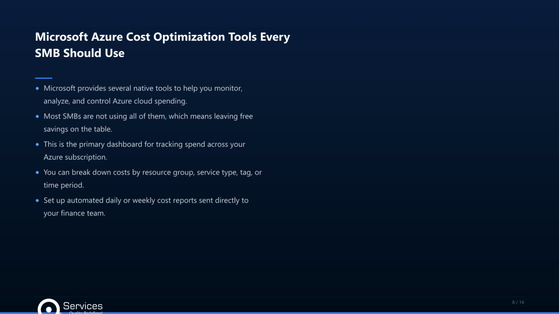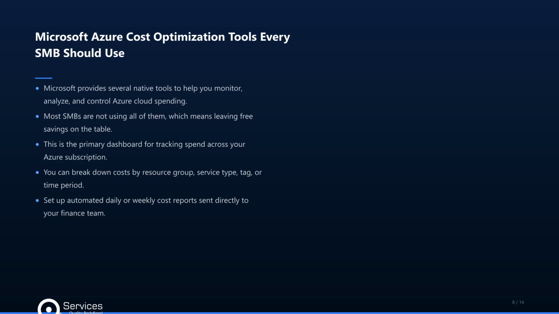Azure Cost Management plus Billing. This is the primary dashboard for tracking spend across your Azure subscription. You can break down costs by resource group, service type, tag, or time period. Set up automated daily or weekly cost reports sent directly to your finance team. The Azure Cost Management plus Billing documentation covers every feature in detail, including budget creation and cost exports to storage.